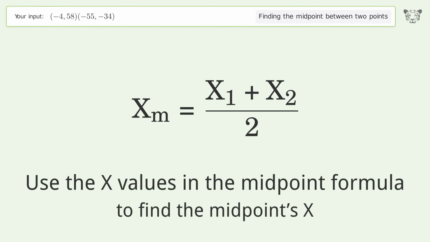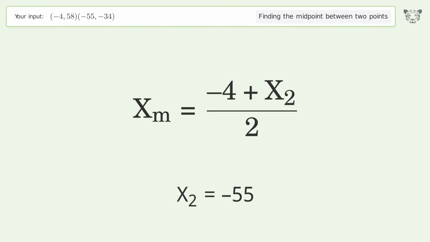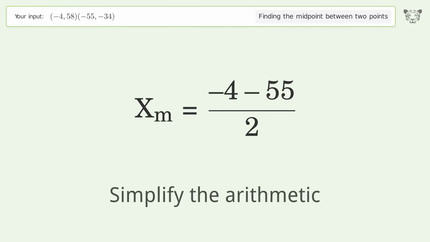Use the x values in the midpoint formula to find the midpoint's x. x1 equals negative 4. x2 equals negative 55. Simplify the arithmetic.